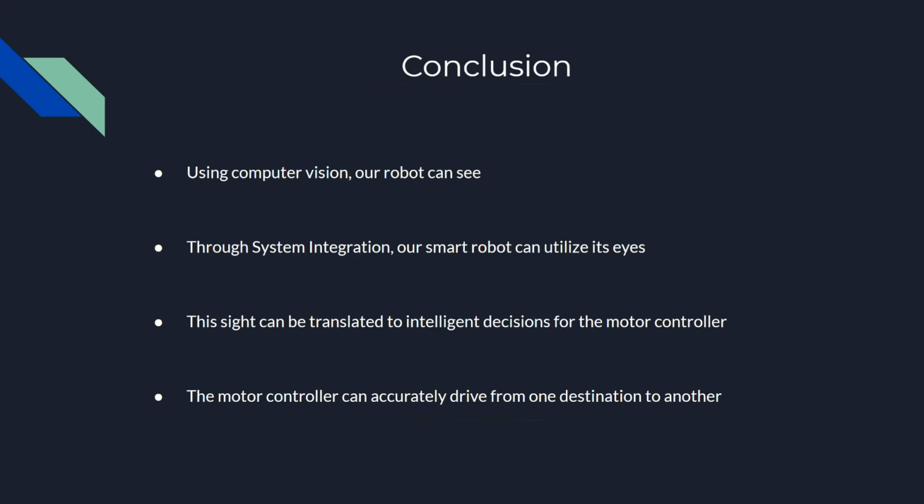These images that are transferred from the Pi can be translated into intelligent decisions that are based on the state of the Arduino and the angles and positions that are given to the Arduino. The motor controller can accurately drive from one destination to another because of the collaboration between the Arduino and the Raspberry Pi, which allows us to receive and interpret accurate angles and positions, as well as different marker values, and allows it to successfully navigate a course.